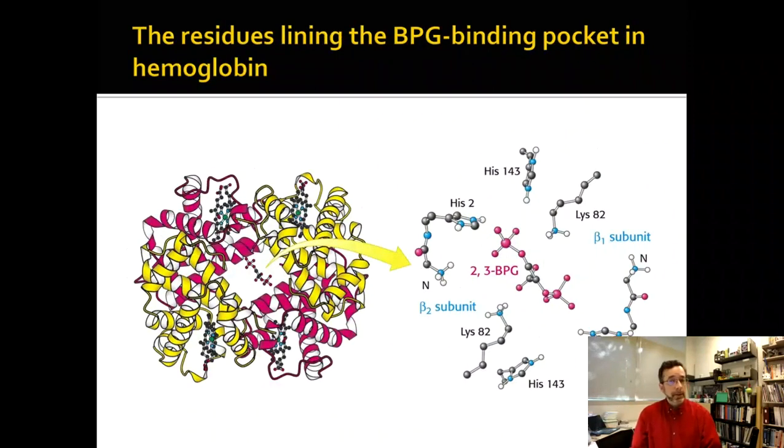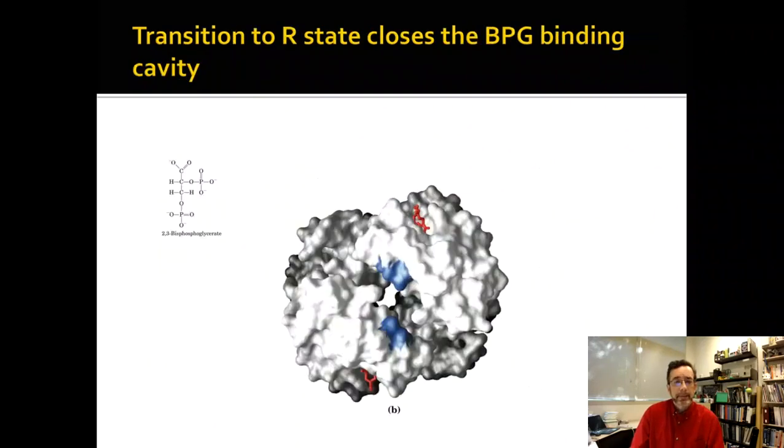Now you can look at that and you can see that the hole is formed by these 6 different residues, technically 3 different residues in 2 different subunits. 6 residues that form it in the intact hemoglobin, and these are positively charged residues that line the BPG binding pocket. So the transition to the R state will close the BPG binding cavity. So if you pump in more oxygen, it will actually promote the R state, and that will decrease BPG binding.